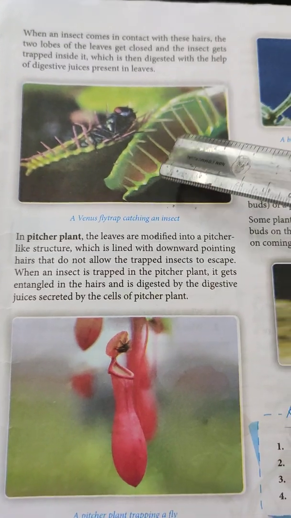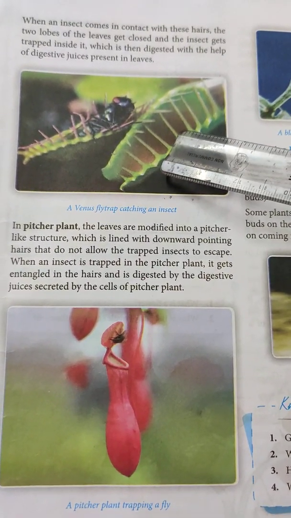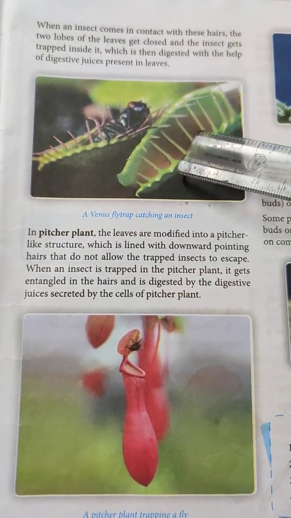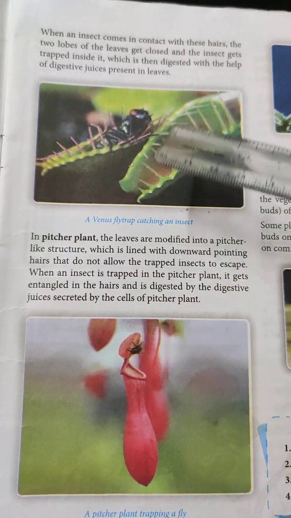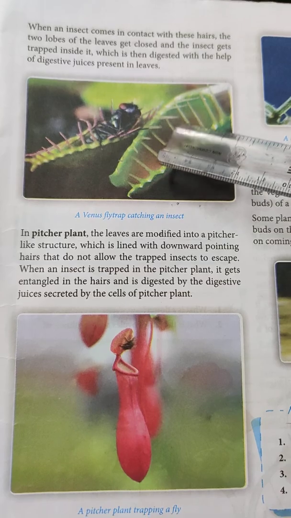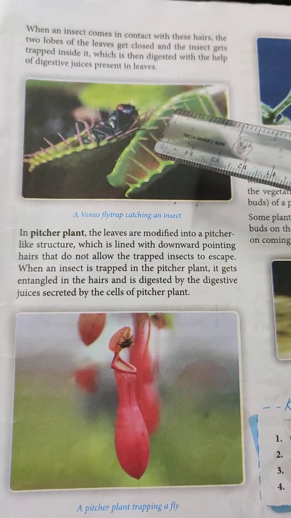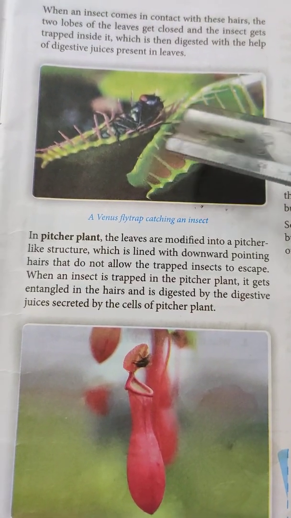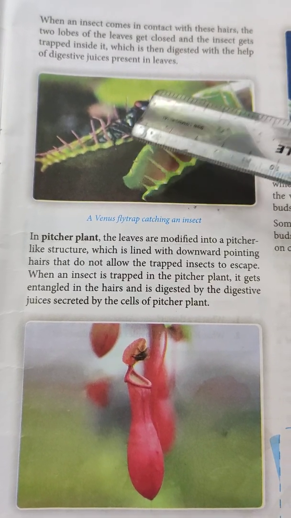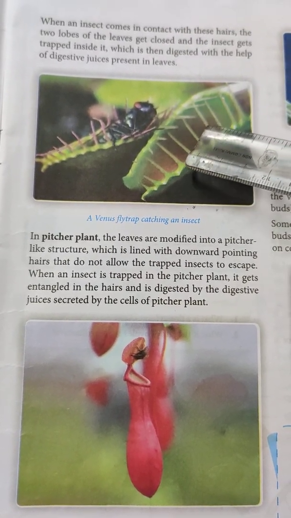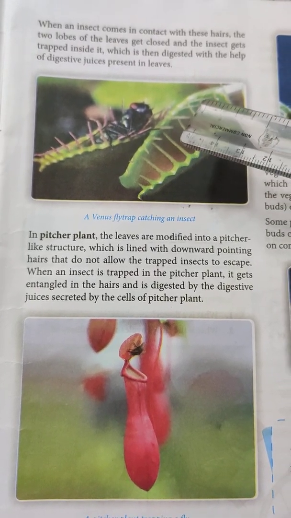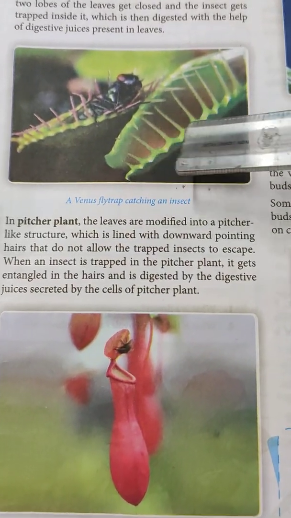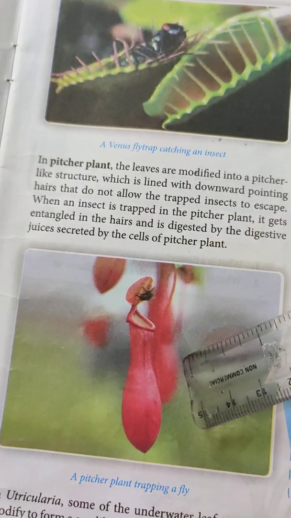Some plants modify to trap insects, like a Venus flytrap or a pitcher plant. These are called insectivorous plants. Why do they trap insects and eat insects? Because these plants grow in soil which is deficient in nitrogenous nutrients. These plants fulfill their nitrogen requirement by catching insects and digesting them. Such plants eat insects with special structures which are actually modified leaves. These types of plants are called insectivorous plants, and these are the examples: Venus flytrap and pitcher plant.